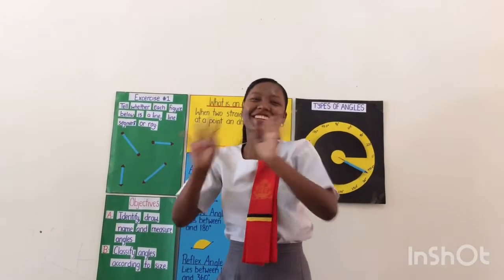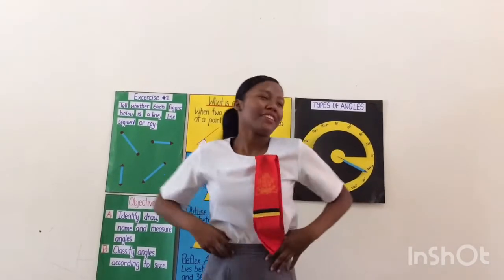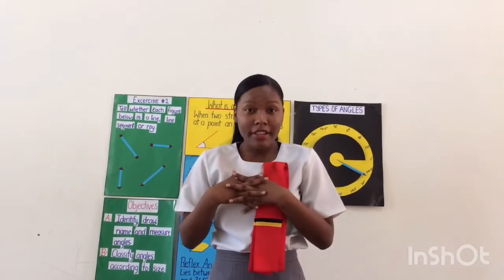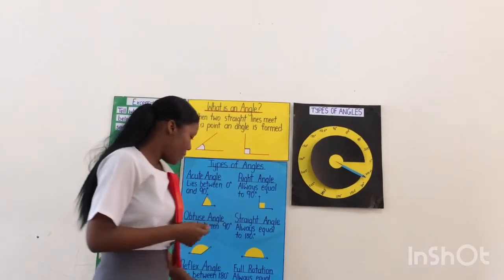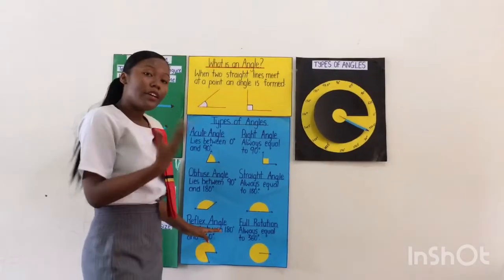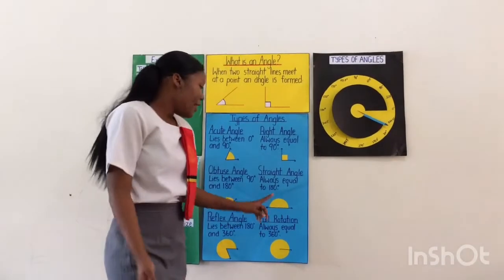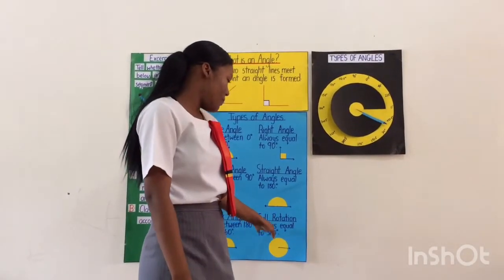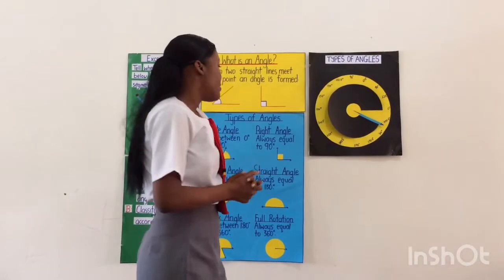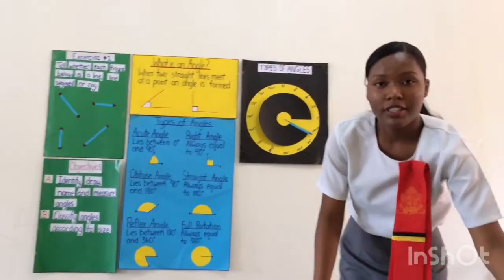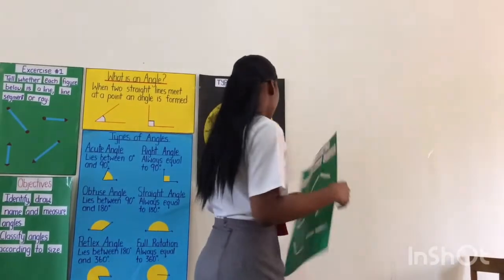Very good. We sing our song and we learn the 3 angles. Actually, we learned 4. So if you learn 4, you can learn the other 2. We can learn a reflex. We can deduce that our reflex would be between 180 and 360, and our full rotation would always be equal to 360. So with that being said, I'm going to give you some activities to do.